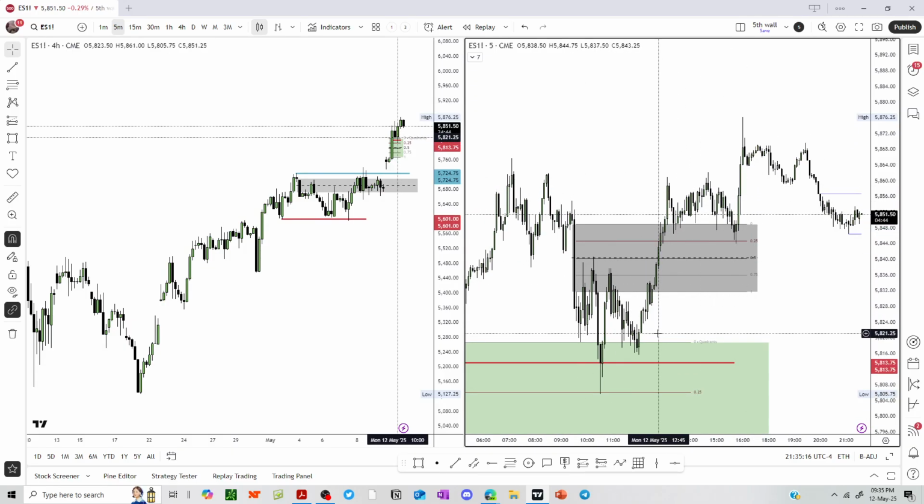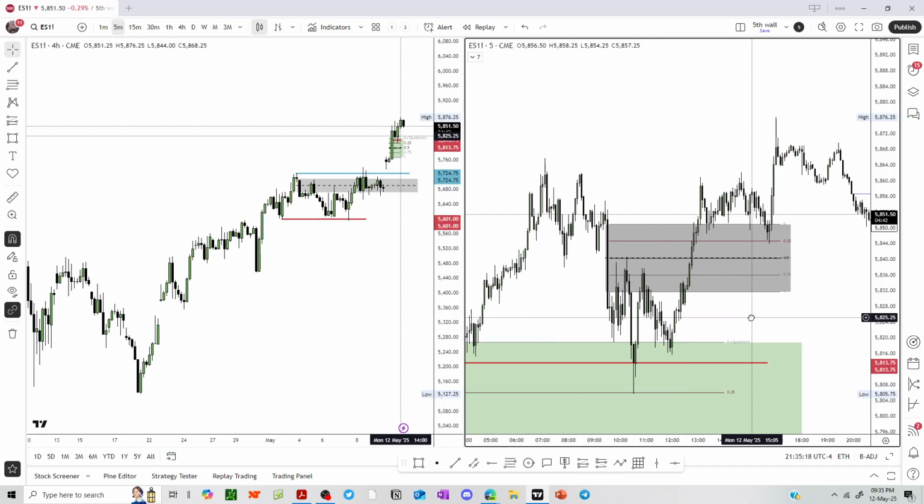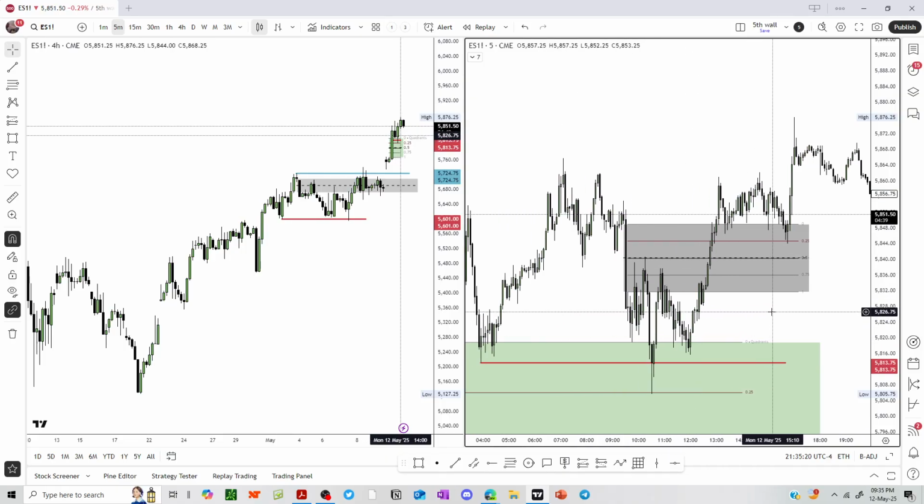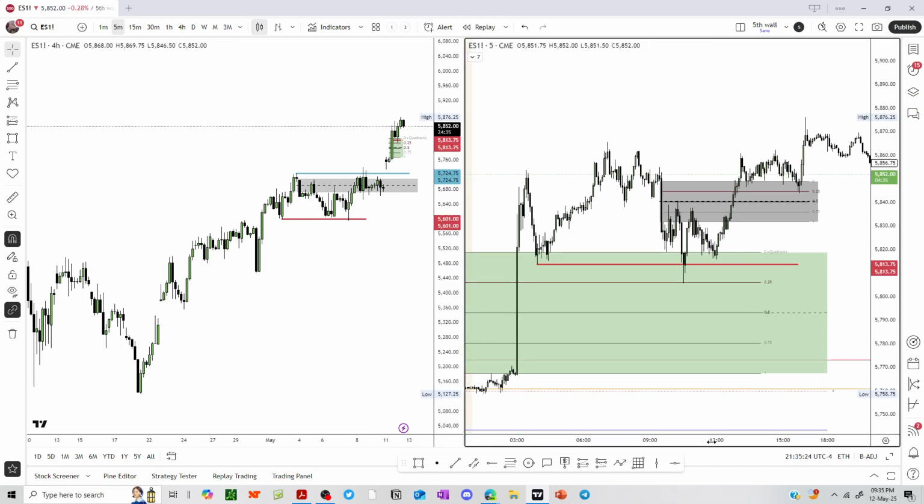And also, this is a game of probability, so you want to try to stack as much odds in your favor prior to putting on any trade.